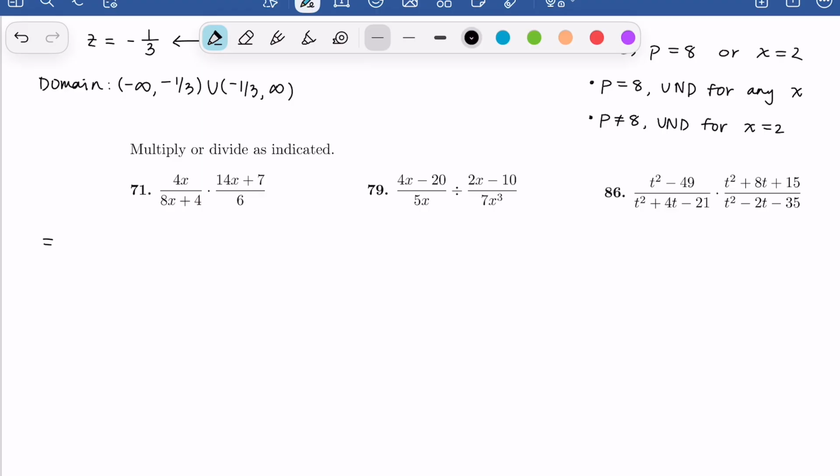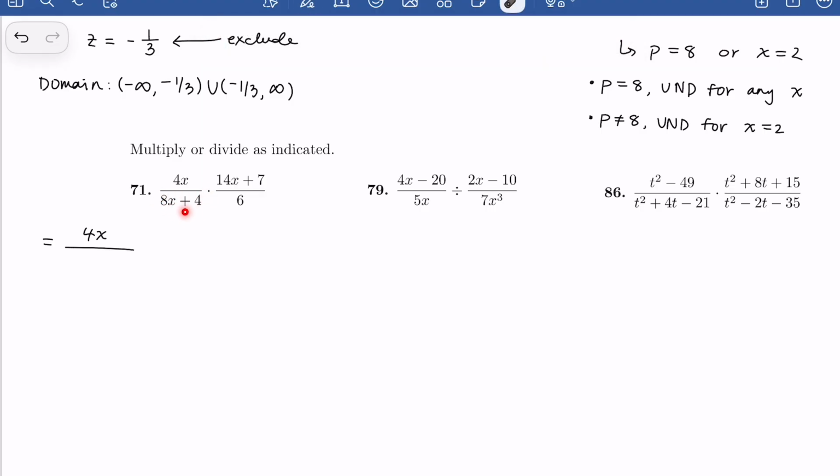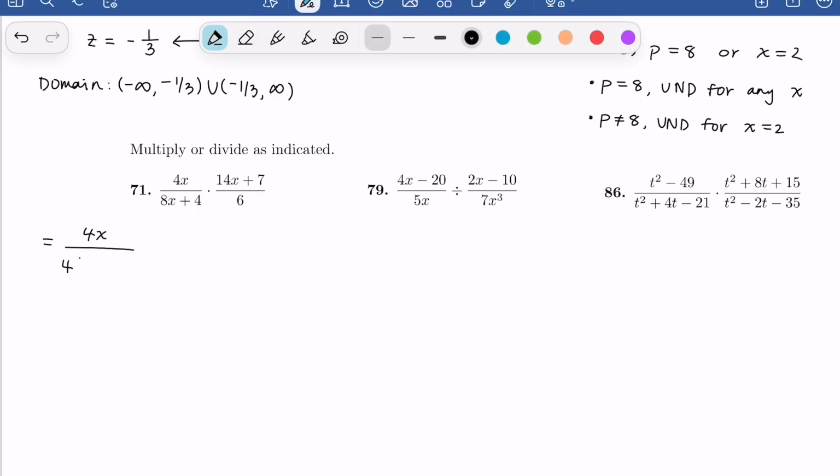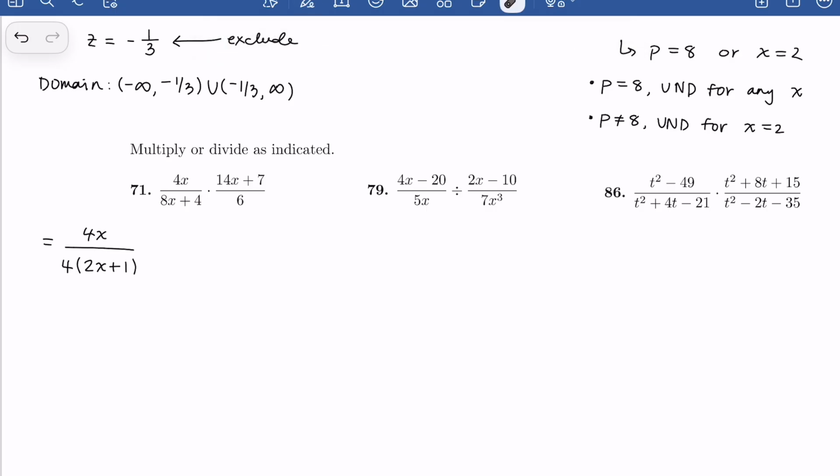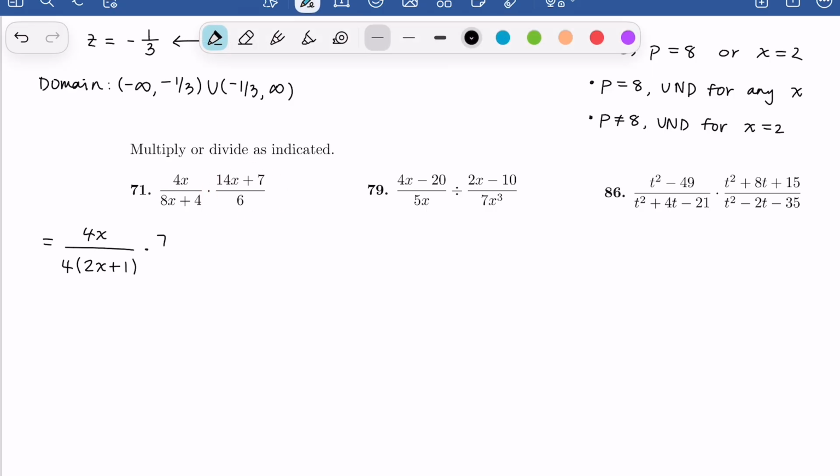So 4x for our first expression here can't be factored any further, so we'll leave that as it is. But 8x plus 4 can be factored because 8x and 4 both share a factor of 4. So pulling that out, we're going to be left with 2x plus 1. So this would be our first rational expression fully factored. Let's do the same thing with this second one. 14 and 7 both share a factor of 7, so we can pull that out. We're left with 2x plus 1, and in our denominator, we're just going to have that 6.